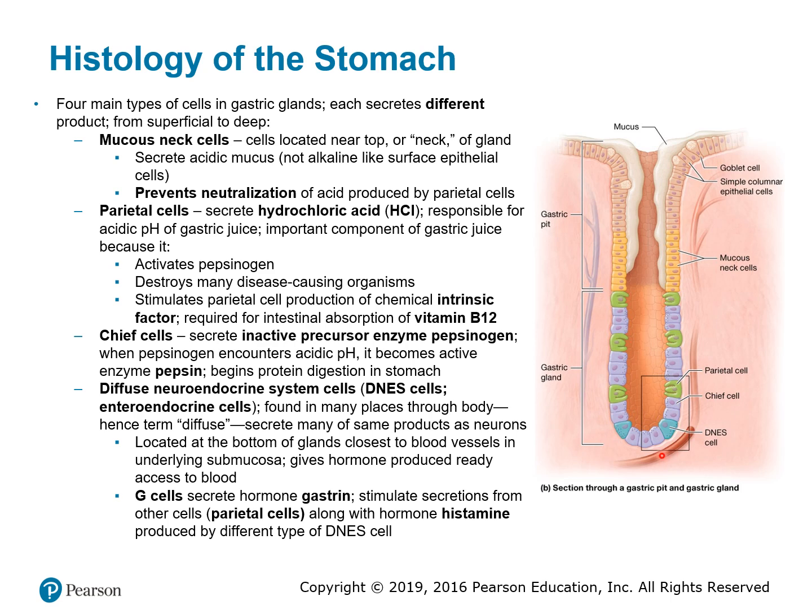And then you have your DNES, or diffuse neuroendocrine system cells, which are found in many parts of the body. But in the digestive system, they're going to help diffuse and secrete many products as the neurons need them. Then you have your G cells, which are here, and they're going to produce a hormone, gastrin, which is a signal to get secretions from the other cells like parietal cells, and histamine, which is another hormone that is also produced by a type of diffuse endocrine system cell.